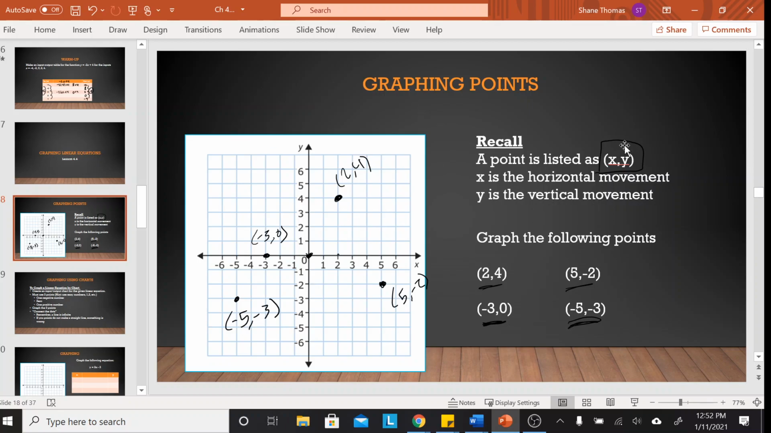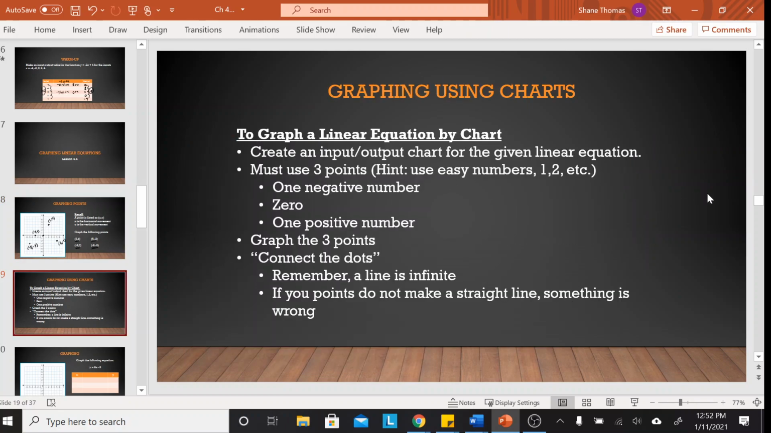All right. So how are we going to use this to graph a linear function? Okay. Well, here's going to be our process. If we want to graph a linear equation by using a chart, we want to create an input-output chart for the given linear equation. Now, here is a requirement. You have to use 3 points. And for your 3 points, you want to use 1 negative number, 1 positive number, and 0.